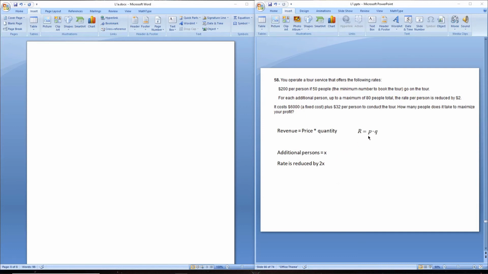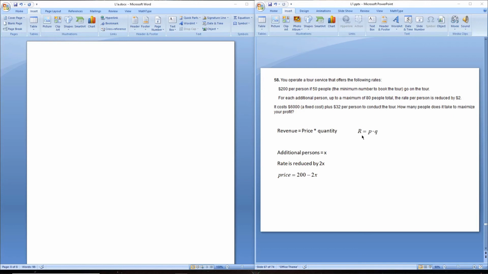So what is our price going to be here? It's $200, but our price is being reduced by 2x. So that means our price is going to be 200 minus the reduction, 200 minus 2x. Again, if you have 10 people over 50, so x is 10, that means you have a minus 20, and you're going to be charging $180 per person.